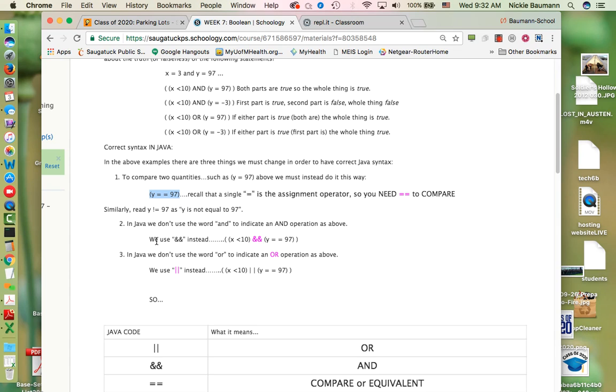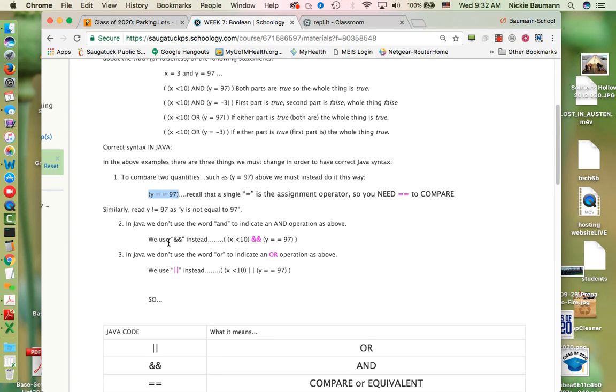So if we're comparing both of the statements to be true or both of them to be false, so it has to be both of the statements, we're going to use, instead of the word and, the ampersand or the and sign. And we have to use them together because we are actually comparing. So there's going to be 2 ampersands.